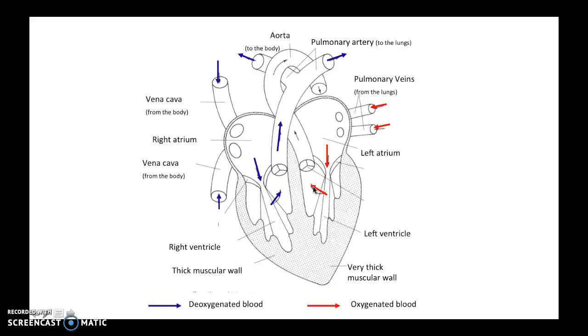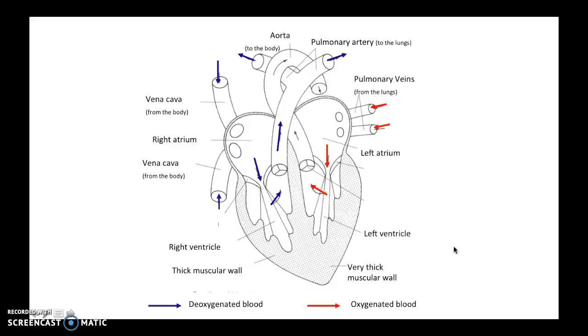The left ventricle pumps the blood through the aorta. The aorta is the largest artery in the body. I repeat, the aorta is the largest artery in the body. Remember that. So once it goes through the aorta, then it goes out to the body.